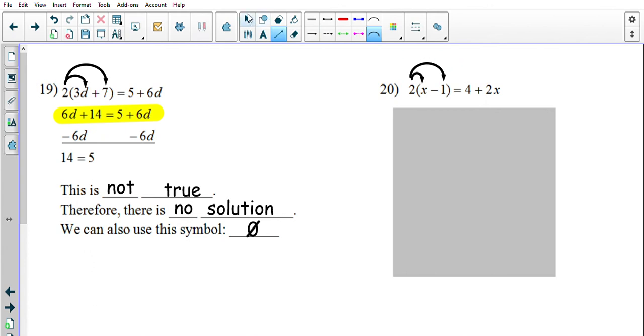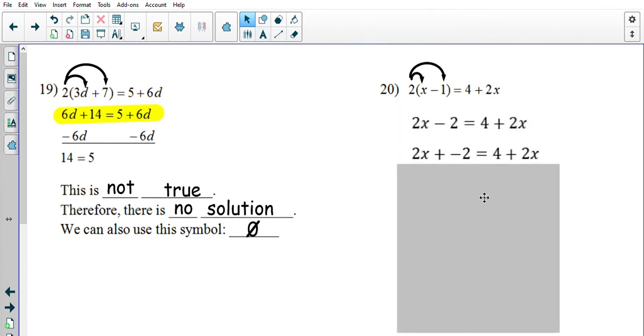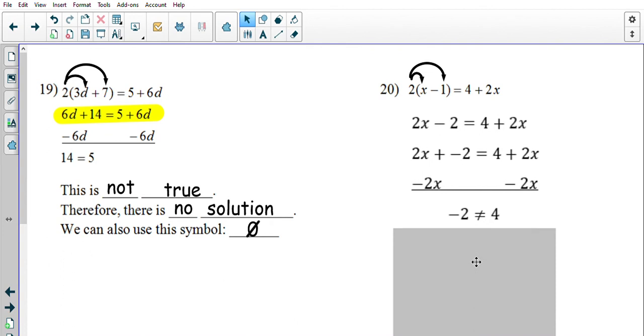So we are going to have 2x minus 2 equals 4 plus 2x. I did add the opposite though. Now let's subtract 2x from both sides, and we get negative 2 equals 4, which is not true. Now you're going to notice I put the slash through the equal sign to indicate that those are not equal to each other. You don't need to have that.